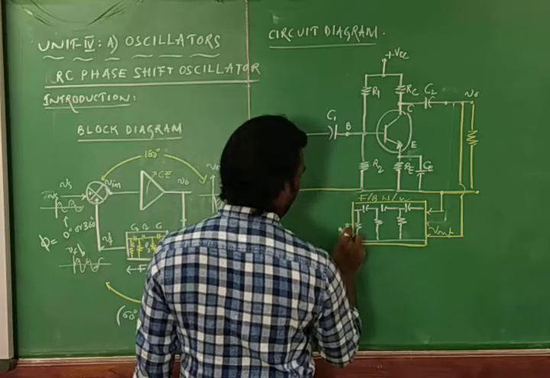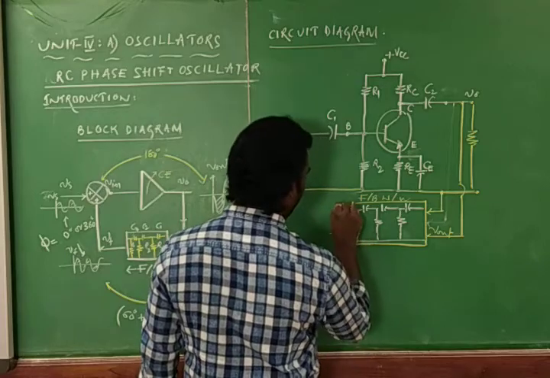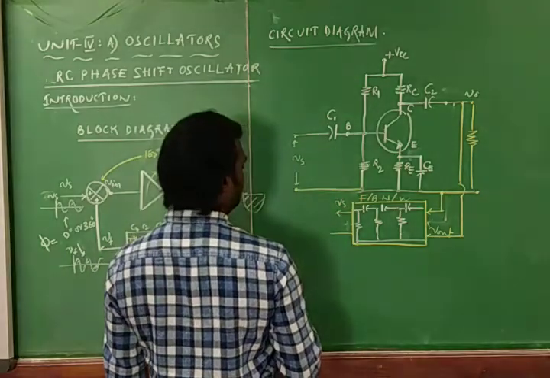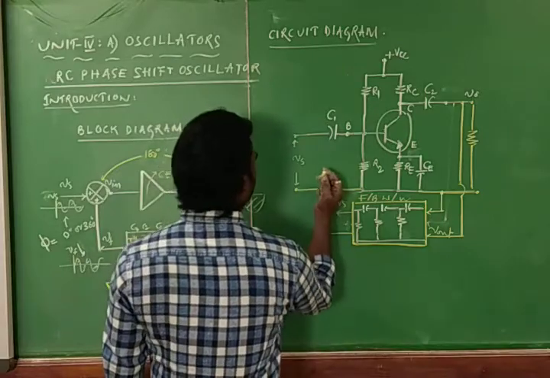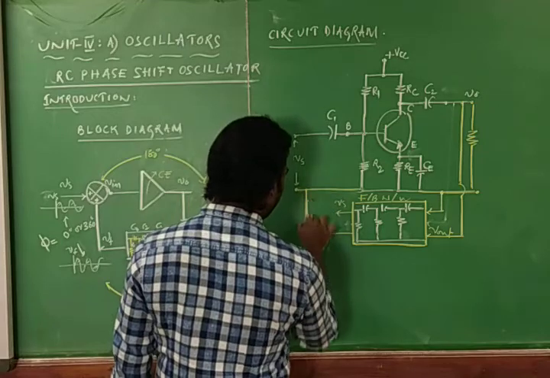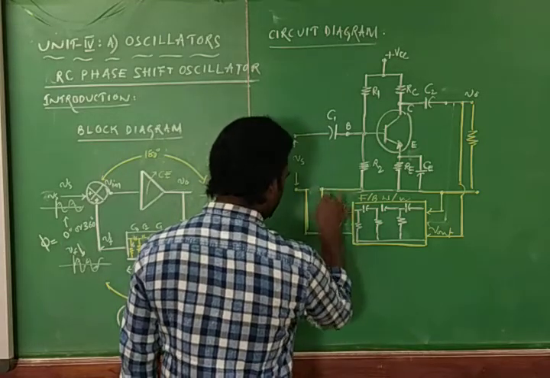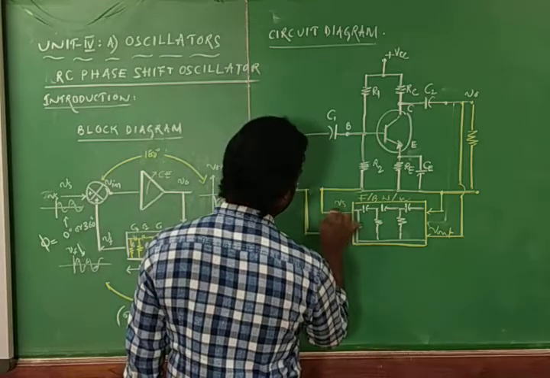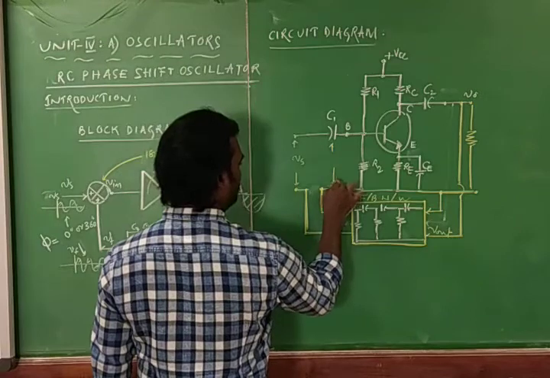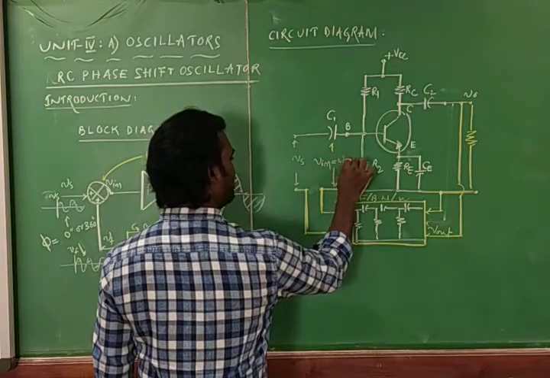Then the output of the feedback network, we know, is the VF signal only, and it is connected in series with the feedback signal. In series means you can draw it like this. Now here we will be having the Vin. Vin is equal to Vs plus Vf.